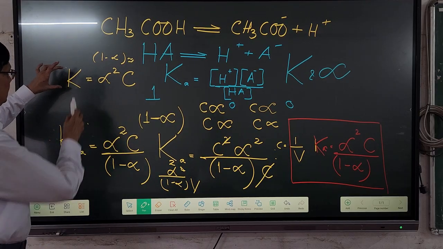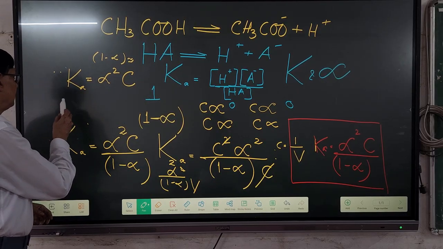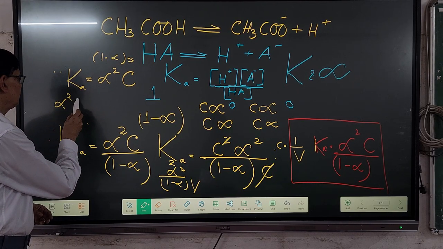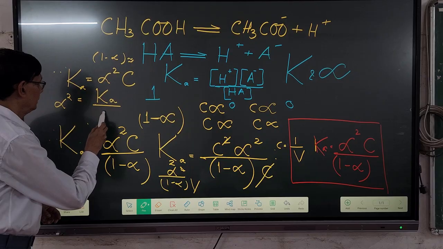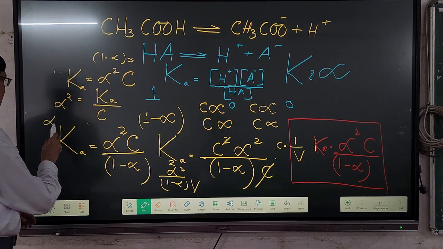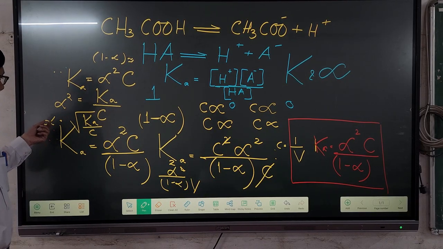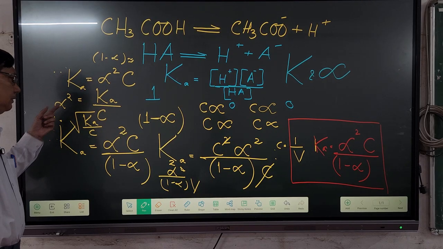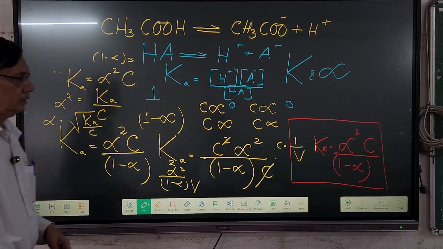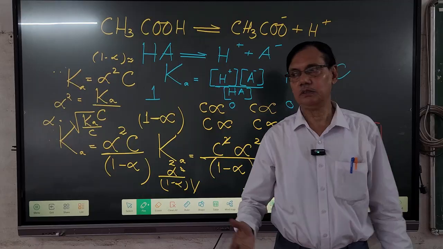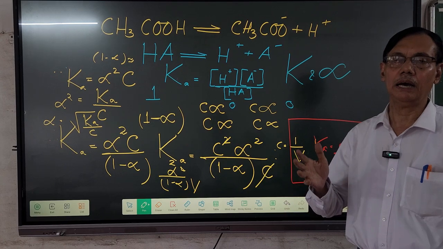That means that dissociation constant is related to the concentration. और मैं अगर ऐसा लिखूं, अल्फा स्क्वायर इज इक्वल टू K divided by C. So alpha is equal to under root of Ka divided by C. That means the degree of dissociation is inversely proportional to the concentration. So that is the one term. Now the second part is that is called the validity or verification of Ostwald dilution law.